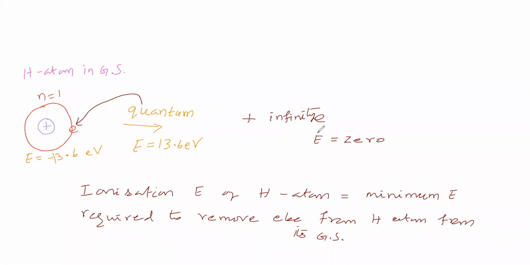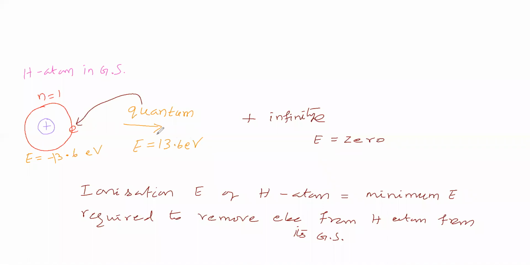Now this process is called ionization. Now what is the ionization energy of the hydrogen atom? The definition of ionization energy: the minimum energy required to remove an electron from the hydrogen atom in its ground state. You are saying the ionization energy is 13.6 electron volt.